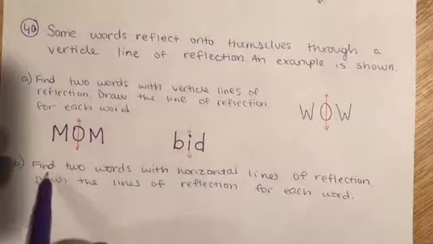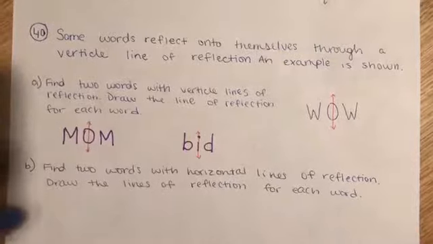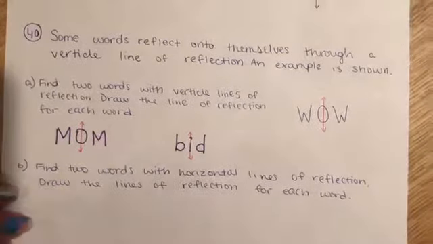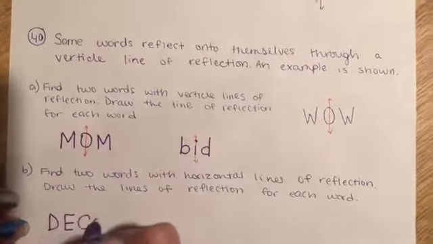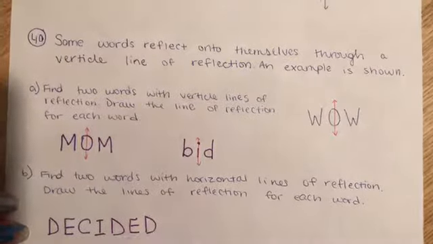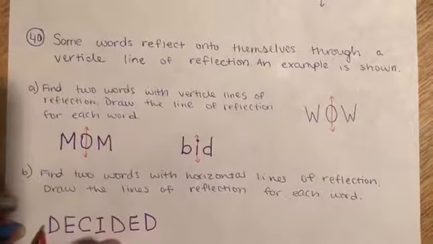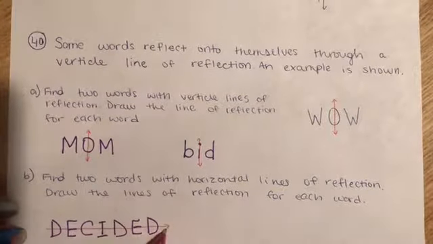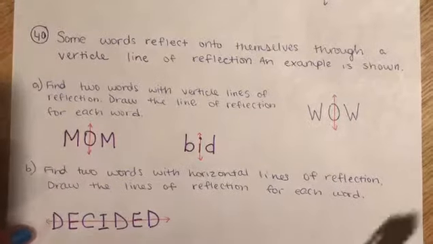Part B is asking to find 2 words with horizontal lines of reflection. Draw the lines of reflection for each word. A word that would horizontally reflect onto itself would be the word decided. The line of reflection for this word would be straight through the word horizontally. If you reflect it over, it would still be the word decided.